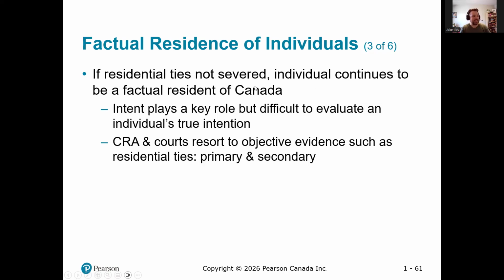So an individual continues to be a factual resident if they don't sever their ties. But what we're trying to do is figure out what their intention was. If I move to France, but everything I own and all the people I love are still here, that insinuates there's an intention for me to return to Canada. And so it's still my home. The CRA and courts resort to objective evidence such as residential ties. So even if I say, no, no, I wanted to live in France, they're going to look at my ties and say, okay, but why is all your stuff still here?